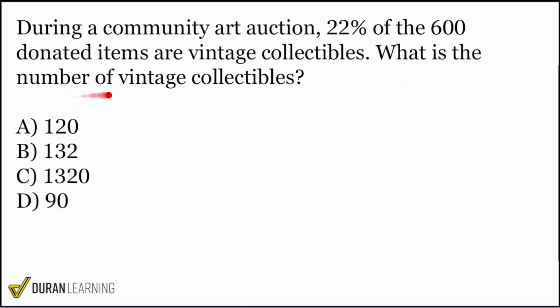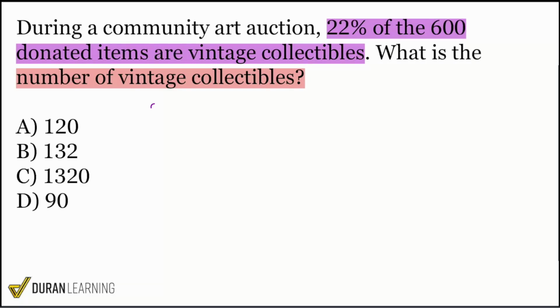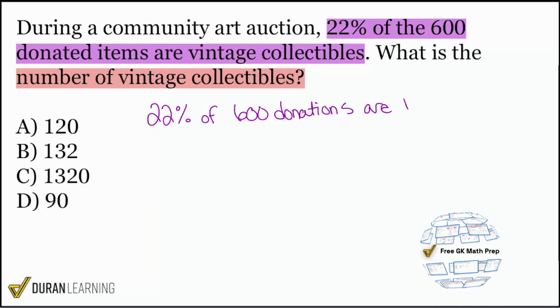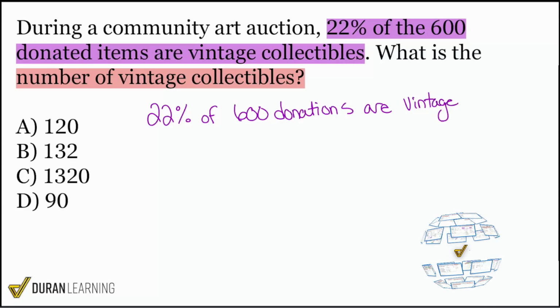What is the number of vintage collectibles? Okay, the number of vintage collectibles, that's what we want. Here's the very easy way of understanding how to get there. It says during a community art auction, 22% of the 600 donated items are vintage collectibles. Let me highlight that. 22% of the 600 donations are vintage collectibles. I'm just going to say are vintage.